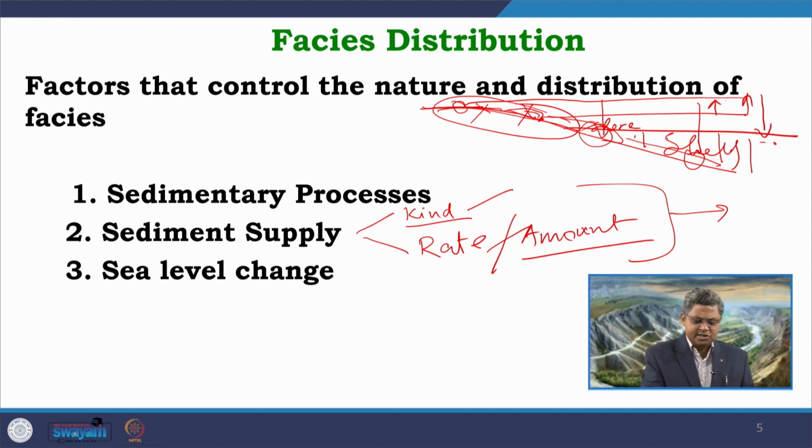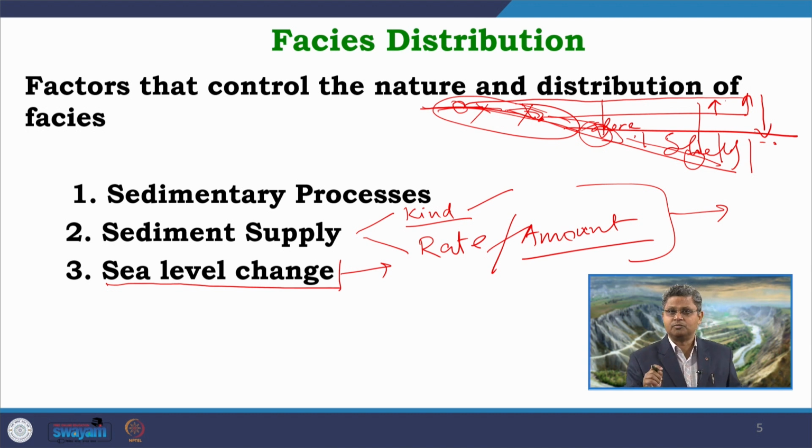So, sea level change is one of the very important and primary factors that control the nature and distribution of facies. In later classes, we will again come back to this particular point, sea level change and its effect, and we will discuss it in more detail with respect to two basic terms, transgression and regression. So, we will discuss that in some future class.